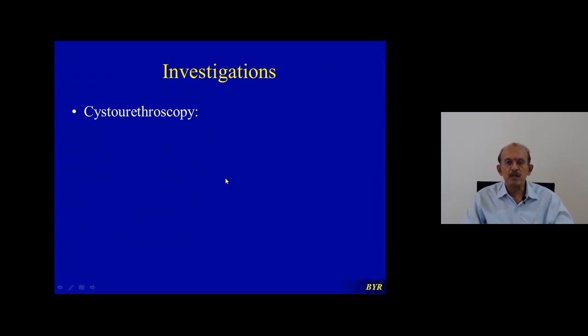Cystoscopy is the investigation of choice in all suspected bladder tumors, because with cystoscopy you can visualize the tumor, and if any suspected lesion is there in the bladder, you can take a biopsy. CT scan will help you to evaluate the tumor infiltration and lymph nodal presence, as well as metastasis in the liver.